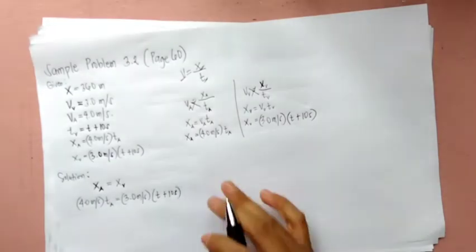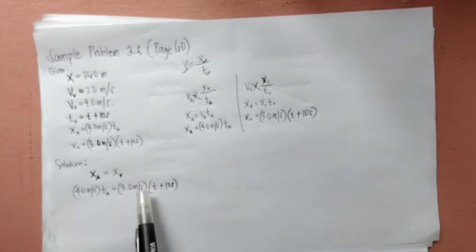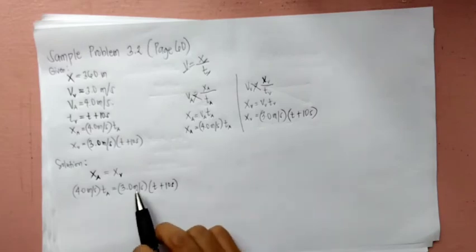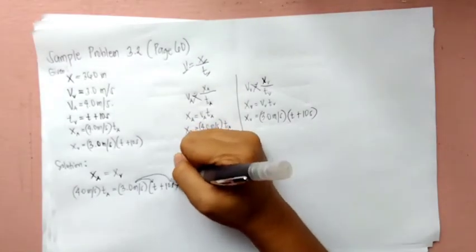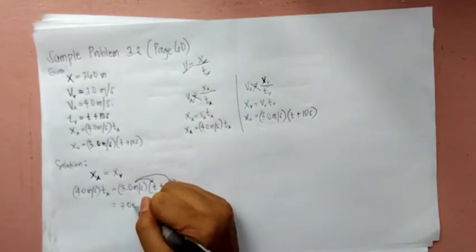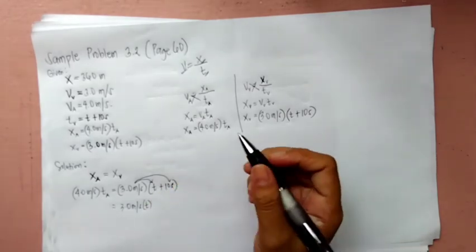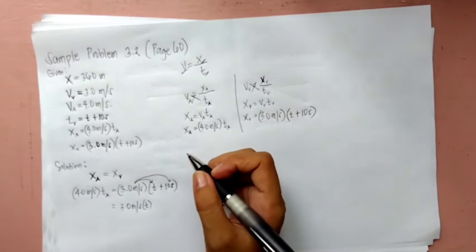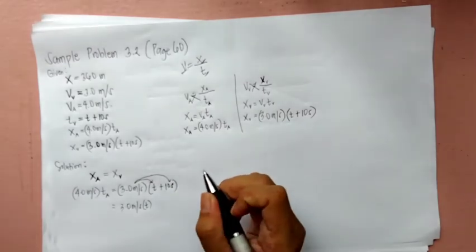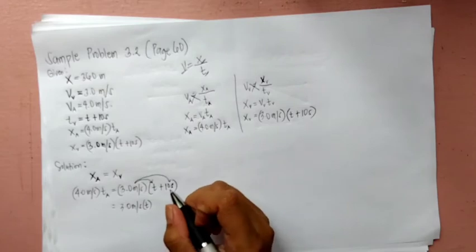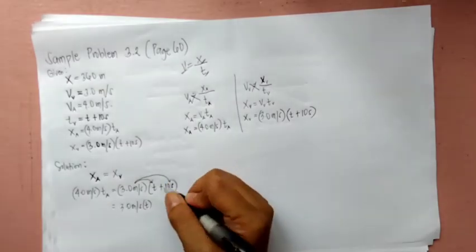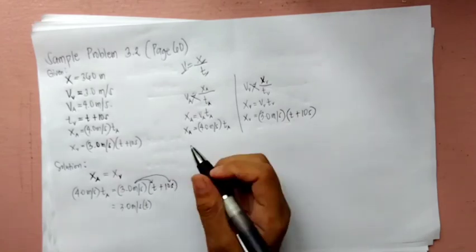So what's the next step? Since you have here quantities that are enclosed by an opening and closing parenthesis, of course, the first thing you have to do is to distribute 3 meters per second to these quantities here. 3 times t, 3 meters per second times t.